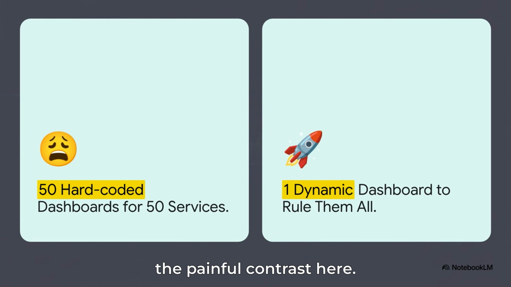Now, just think about the painful contrast here. When your team needs to monitor multiple environments, regions, or services, duplicating a dashboard for every single variation quickly leads to massive clutter and, well, total inconsistency. So instead of maintaining 50 hard-coded dashboards for 50 different services, which is a total nightmare, dynamic variables actually let you build one flexible master dashboard that adapts on the fly. One dashboard to rule them all, right?